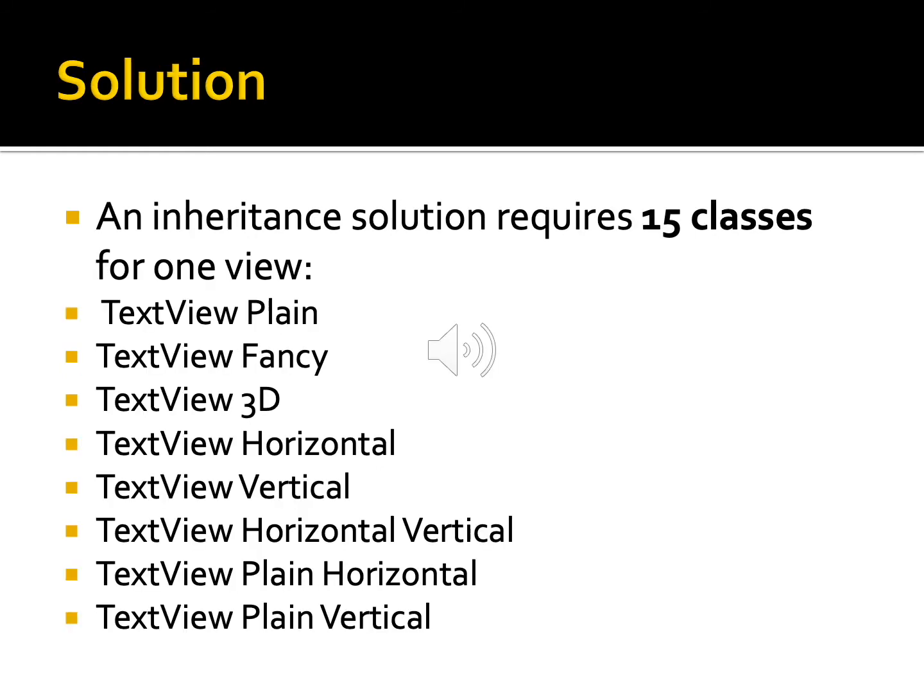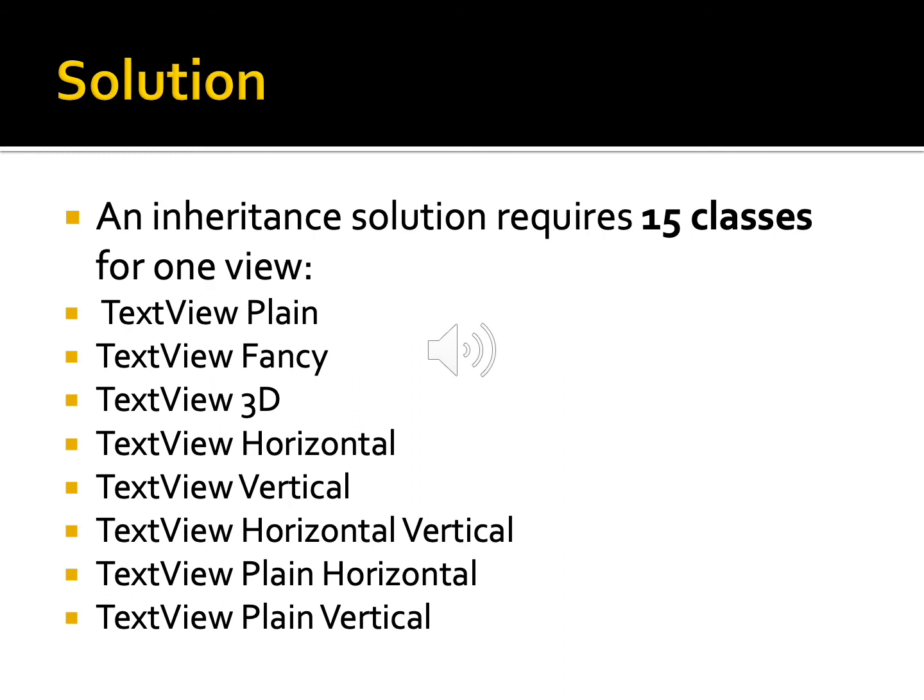While implementing this application, you might have the solution of multiple inheritance, as you used to practice, where you write 15 different classes for enhancing the plain text view. The number of classes that we need to write in this scenario is listed here. The first will be text view plain, the second text view fancy, the third text view 3D. These are the types of the borders, and these are the individual classes for the border. Similarly, the next classes will be text view horizontal for the horizontal scroll bar, and text view vertical for the vertical scroll bar.